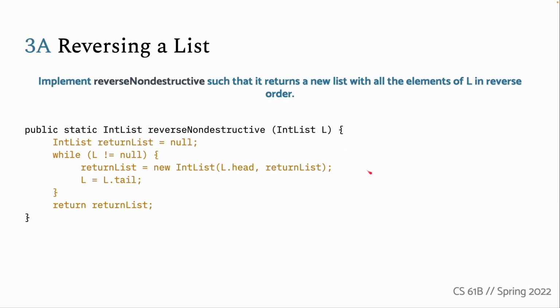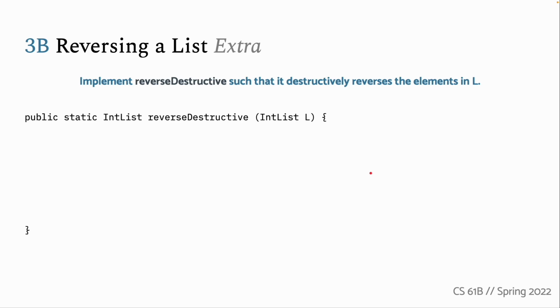Just like that. So now, let's do it destructively. So again, we're getting passed in an int list L. This time, I want you to see if you can do it in a way that is destructive. So we want to replace the int list L that we were passed in with the same elements but in reverse. And I'll give you a minute to think about it. Okay, let's go over it together.